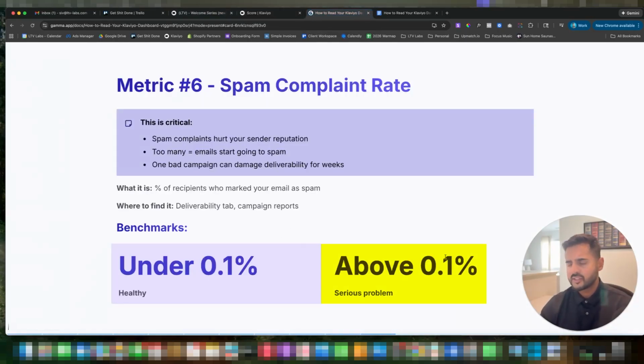And then above 0.1%, you start running into issues, so definitely something to look at. Definitely make sure that you are not sending too many emails, because I think sending too many emails can also lead to people complaining about spam, people just being unhappy that they're receiving too many emails, getting upset, and then marking you as spam.